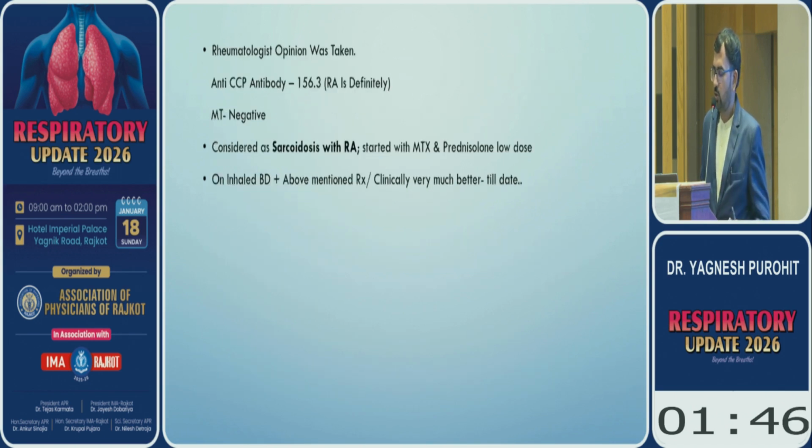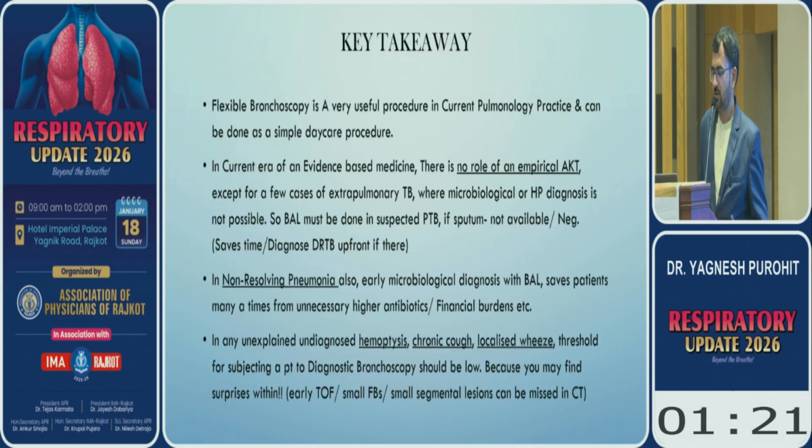In this case, a rheumatologist opinion was taken, anti-CCP was strongly positive, so RA was definitely there. Mantoux test was negative, so it was considered as sarcoidosis with RA and he was started on methotrexate, prednisolone, plus inhaled bronchodilators in view of the PFT findings. Just had a follow-up a few days back. He is doing extremely fine, and to our surprise, his ptosis symptoms also improved around 30 to 40%.